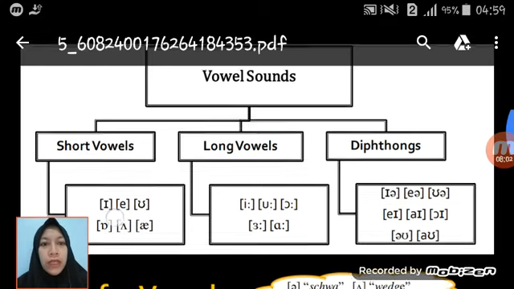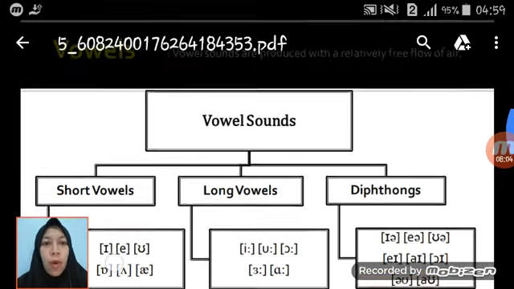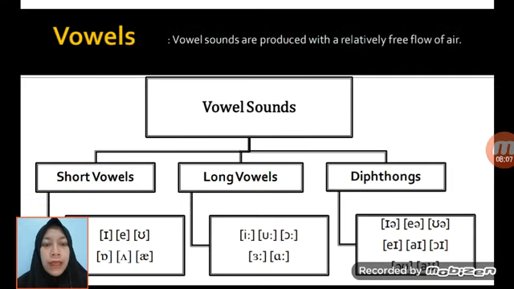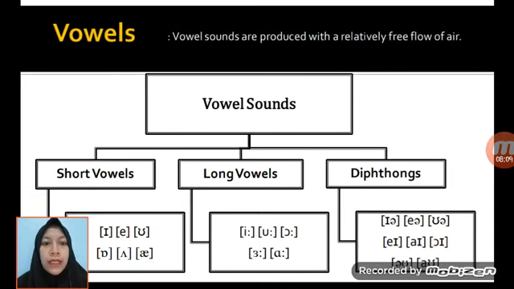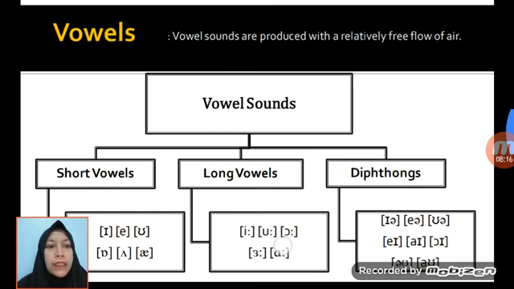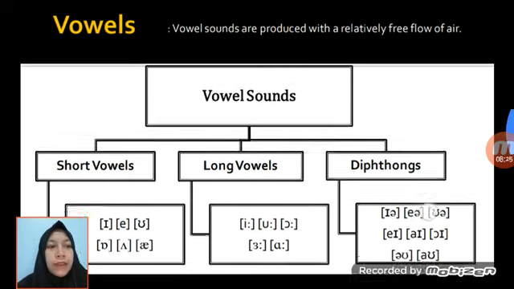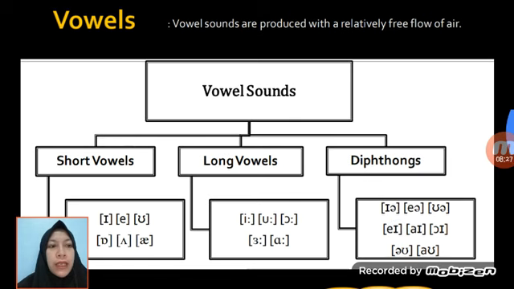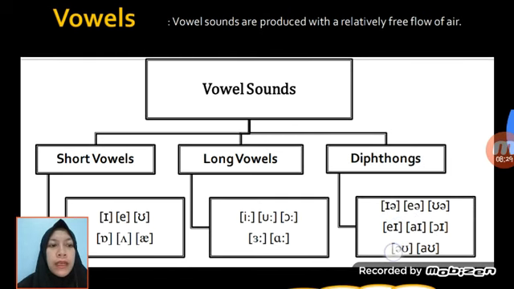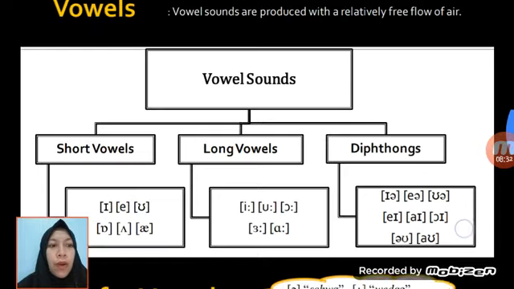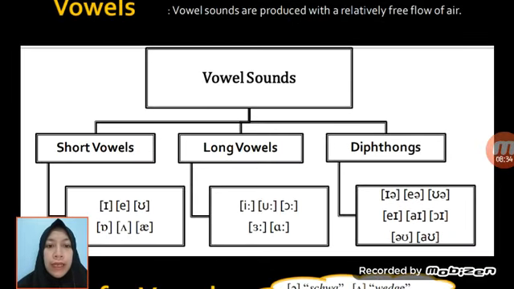This is E. So E, U, O, and then A and E. In about, for example. And meanwhile, in long vowels, you have E, you have U, and then this one is O. This one is O, and then this one is A. And in diphthong, you have E, U, A, I, Oi, O, and Ow.